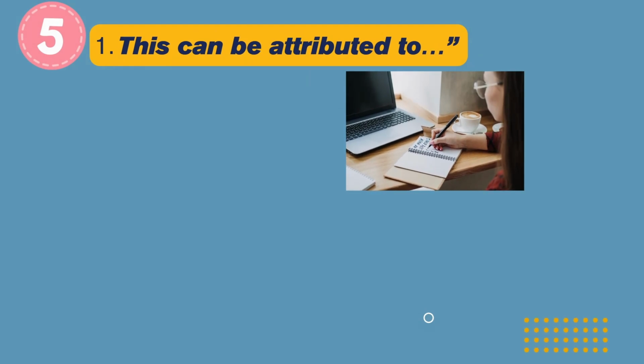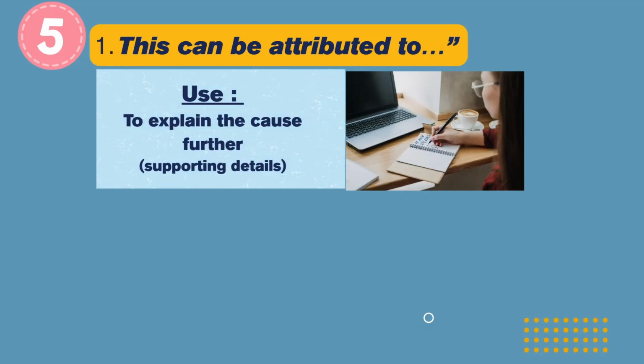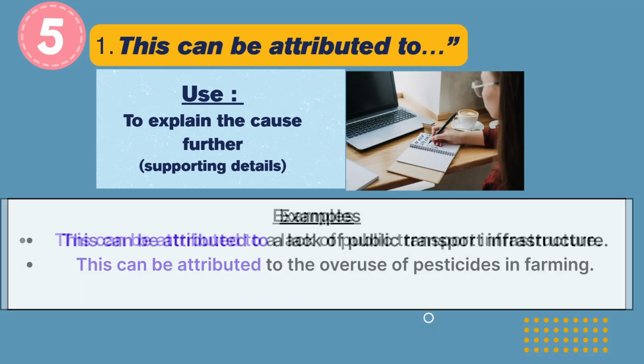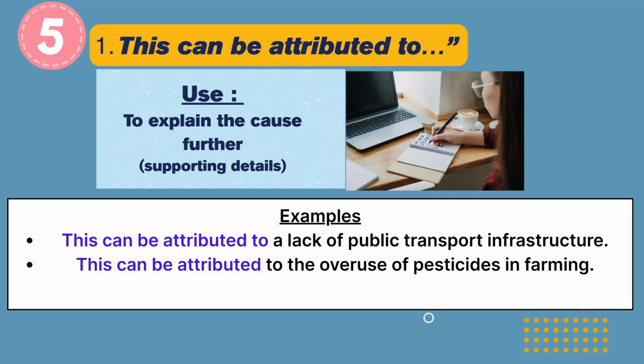Phrase 5. This can be attributed to. Now, when you're talking about the reasons, you can use this to explain the cause further, and this is where you're supporting your problem or your opinion with details. Examples are, this can be attributed to a lack of public transport infrastructure. This can be attributed to the overuse of pesticides in farming.